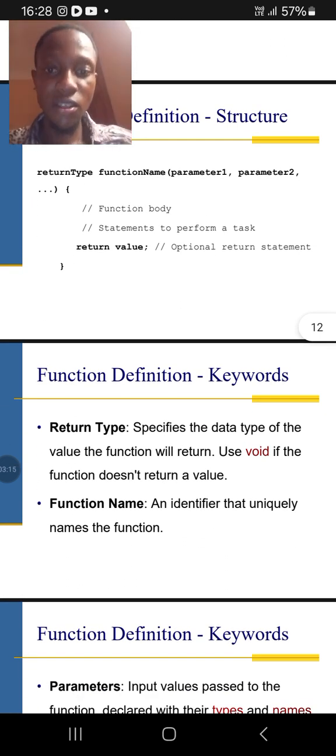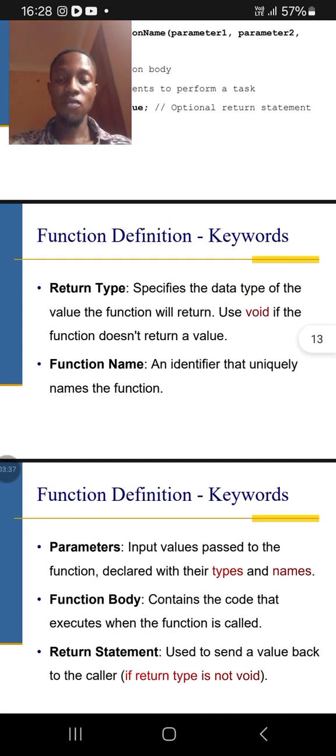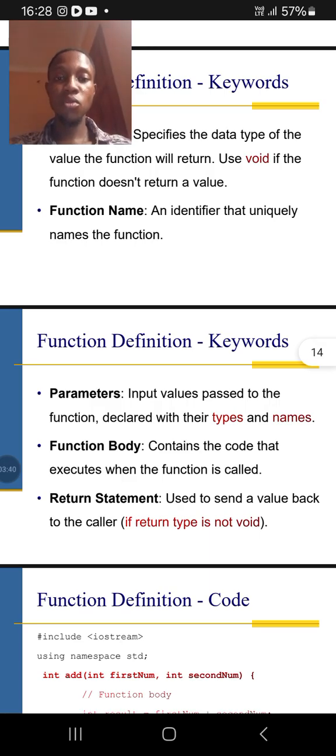We also have the function definition parts. The return type specifies the data type of the value the function will return. Use void if the function doesn't return a value. Then the function name is an identifier that uniquely names the function. Then the parameters are input values passed to the function, declared with their types and names. We also have the function body, which contains the code that executes when the function is called.